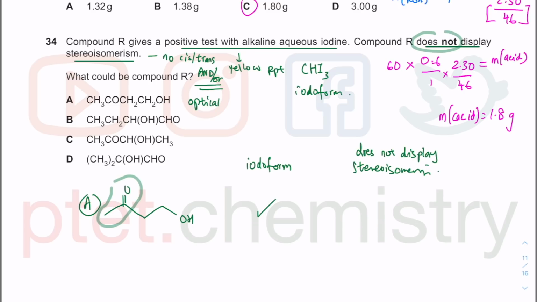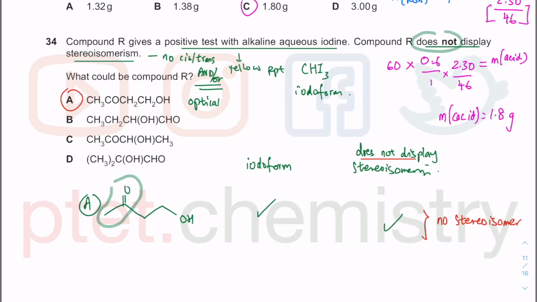That is true because it does not display. Okay, so be very careful about the question. But the fact is, it's an iodoform. So iodoform is already positive. You will see a yellow precipitate, but it does not display stereoisomerism. Yes, it does not have stereoisomerism. So this one means no stereoisomer. There is no carbon-carbon double bond, and there is no chiral carbon, a carbon bonded to 4 different groups there. So A must be our answer there.